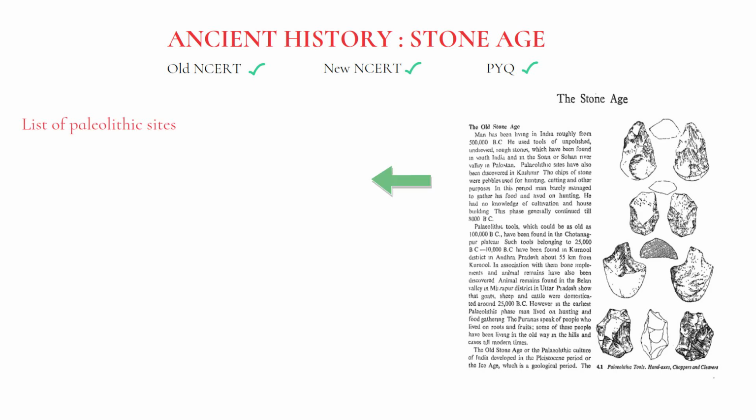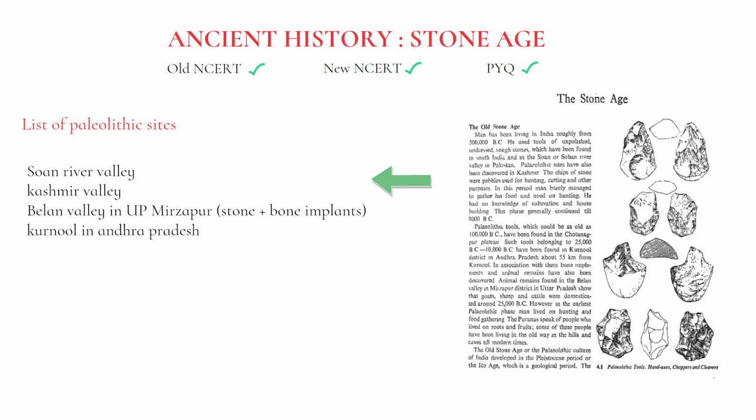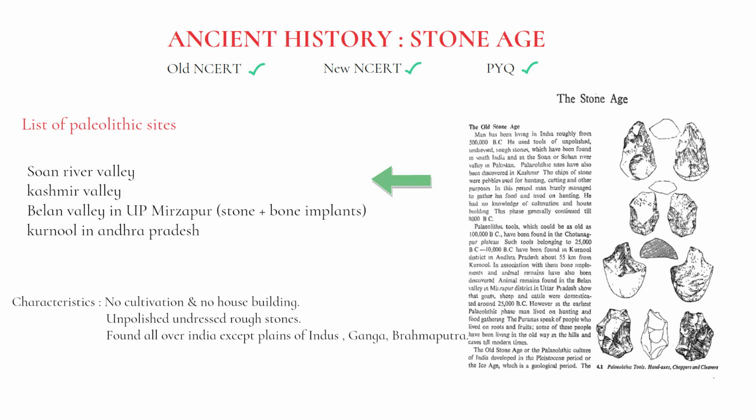First, let's take a look at the list of Paleolithic age sites that are given in the NCERTs. Now first is Soan River Valley, second Kashmir Valley, third Balan Valley in UP Mirzapur, fourth Kurnool in Andhra Pradesh. Now let's take a look at the characteristics of these sites. Now first, in this age there was no cultivation and no house building. Unpolished, undressed rough stones are found in this age. Sites are found all over India except plains of Indus, Ganga and Brahmaputra.